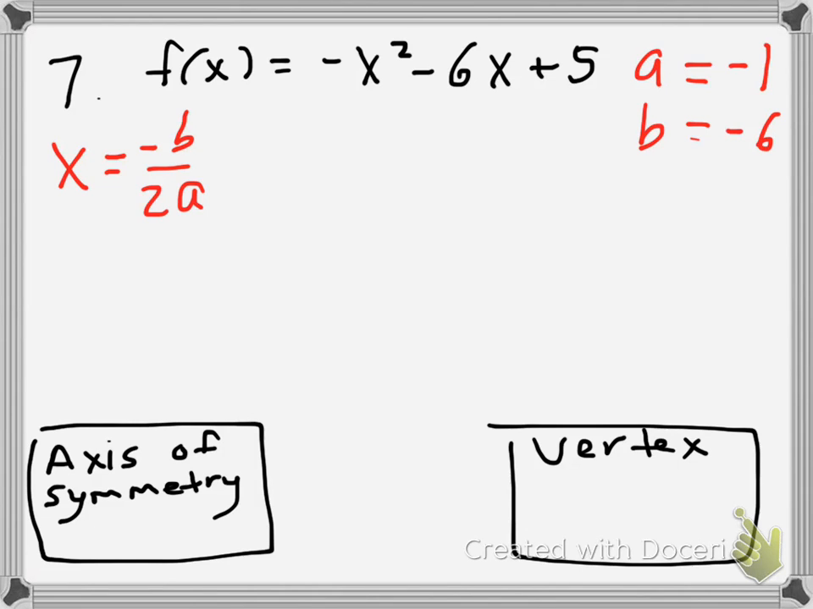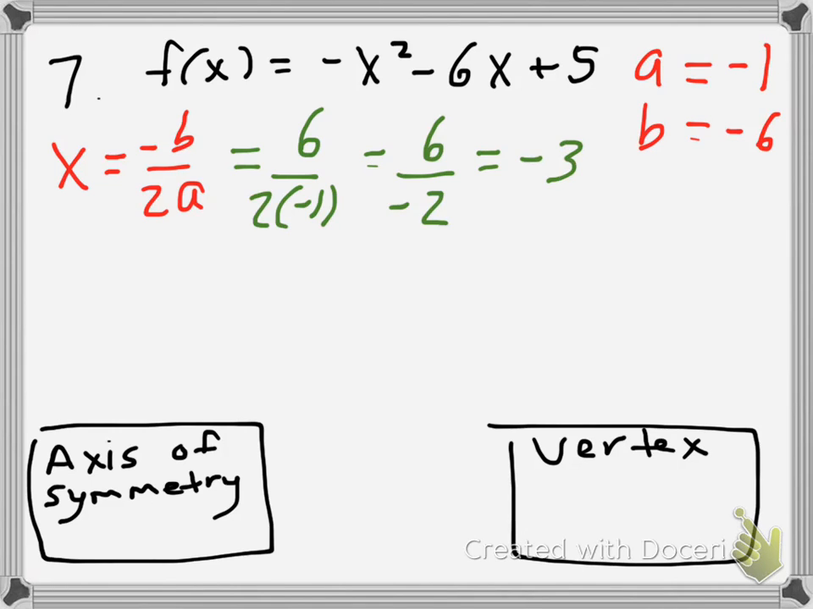So if I substitute this into my formula, my numerator is the opposite of b. So if b is -6, the opposite is +6. My denominator is 2 times a, so I'm plugging in -1 for a. So my numerator is 6, my denominator 2 times -1 is -2, and 6 divided by -2 is -3. So I just found my axis of symmetry. It's that vertical line at x equals -3.